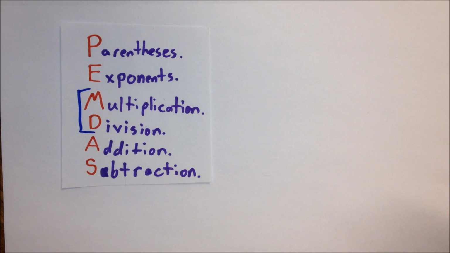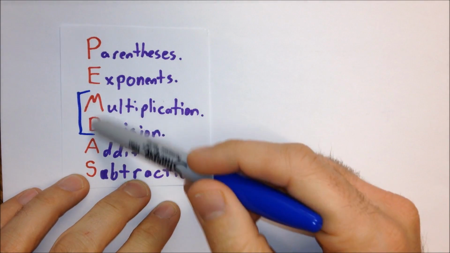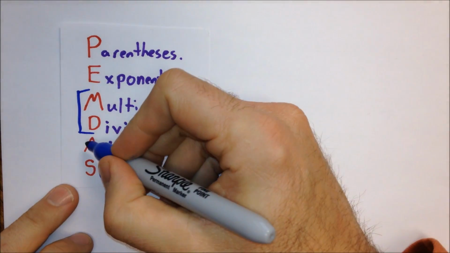Often we will have implied parentheses. For example, when we have fractions, it's implied that what's on top and on bottom of the fraction are in parentheses, but we won't write them. The next thing we do is exponents when they're available, then multiplication and division, and the last is addition and subtraction.